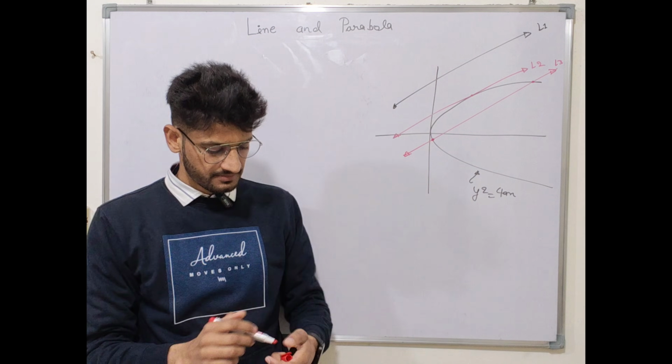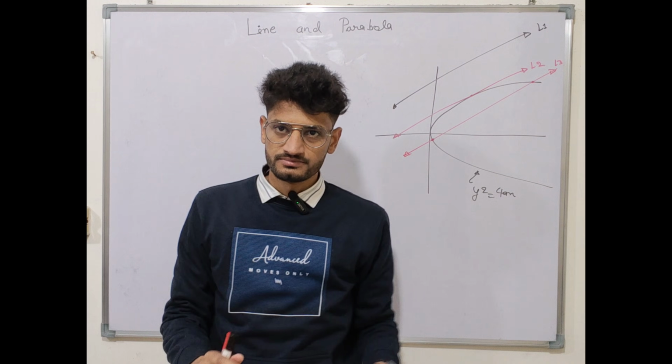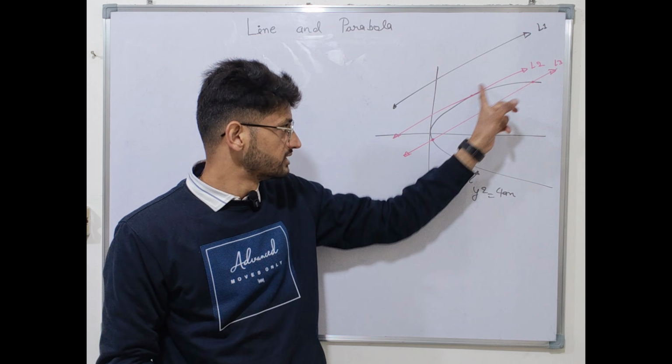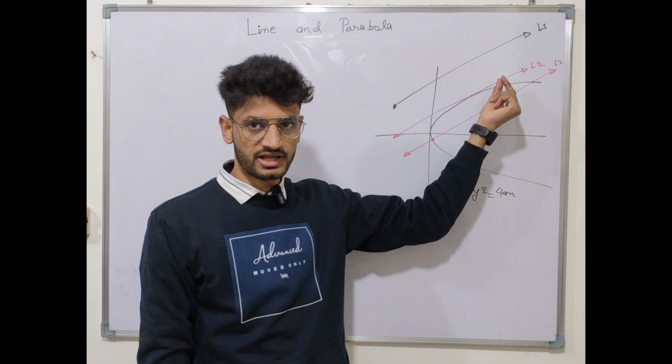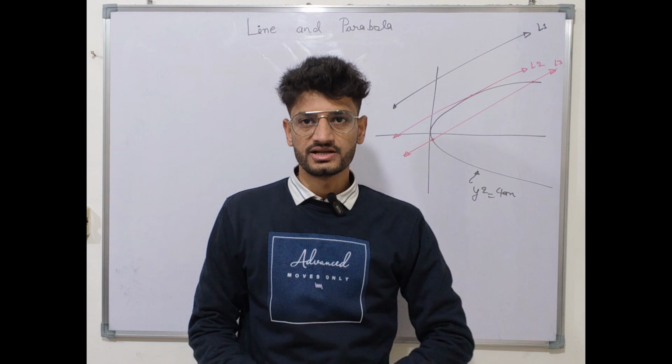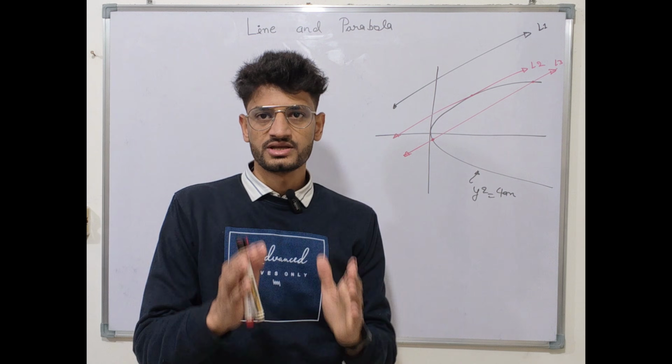So let me revise once again. The case 1, which is never touching or cutting the parabola at all. The case 2, that is line L2, it is touching the parabola at a single point. That's why this is known as tangent of the parabola. And the case 3, that is line L3, this line is cutting the parabola at two distinct points. That's why this is known as secant.